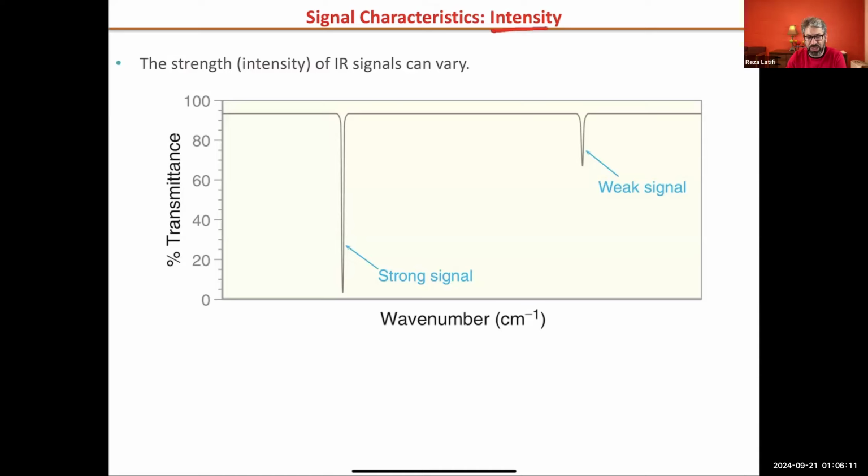When do I get a weak or strong signal? Remember, whenever we are talking about vibration in IR, mu, or polarity, cannot be equal to 0. If mu is equal to 0, then that stretch or that vibration is not gonna be active in IR. Okay, and I'm gonna show you some examples. So let's start with this.